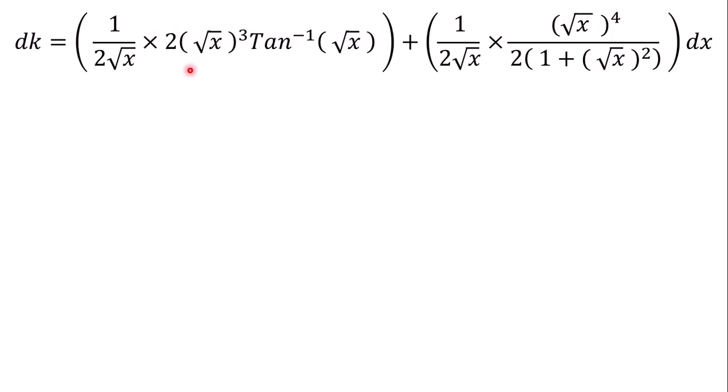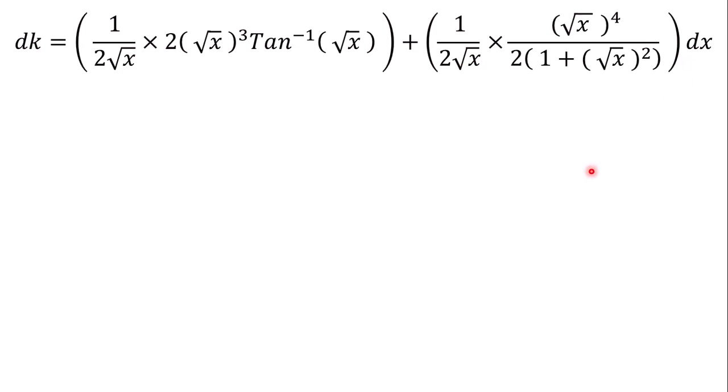Here, to give us 2 times 2 into bracket square root of 3 bracket close raised to the power 3 times tangent inverse of square root of x, plus, times, here it was raised to the power 4, so here it will be square root of s bracket close raised to the power 4, divided by 2 into bracket 1 plus bracket square root of x raised to the power 2. You are seeing this 1 over 2 multiplied by square root of x here because of what?